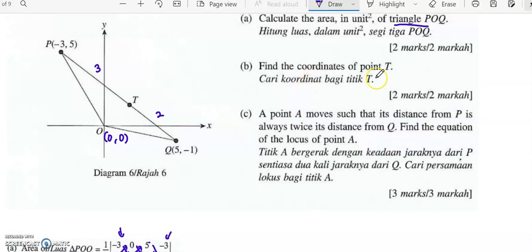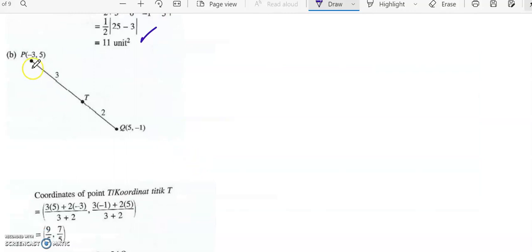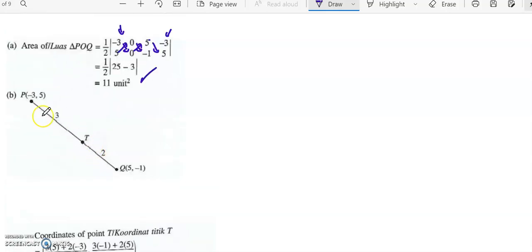Okay, question B. Find the coordinates of point T. So point T lies on the line PQ. So for this part, you can use the formula for the point that is divided into the line segment. Okay, so cara dia, you kena guna formula line segment. So we have this part 3. Okay, buat arrow macam ni, maknanya this ratio 2 akan multiply with this coordinates, and this ratio 3 will multiply with this coordinate Q.